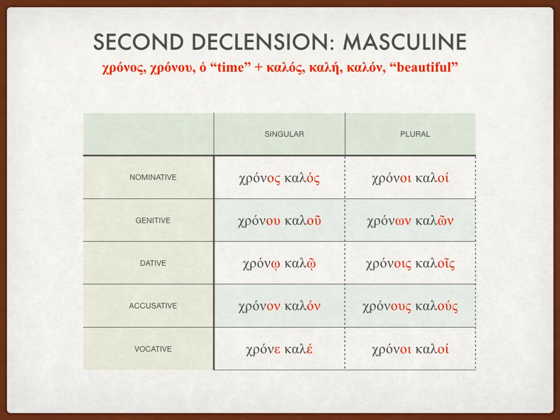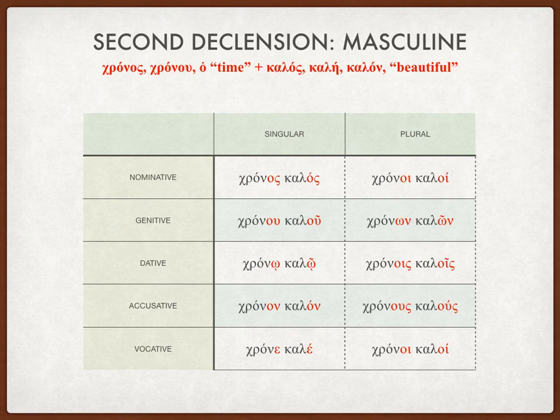If I want to talk to the beautiful time, if I go really crazy in this class, I might say, oh chrone kale, oh beautiful time, and I'll use the vocative endings at the bottom. If there's more than one beautiful time, and they're the subject of my sentence, I'll say chronoi kaloi, beautiful times, the beautiful times do something.